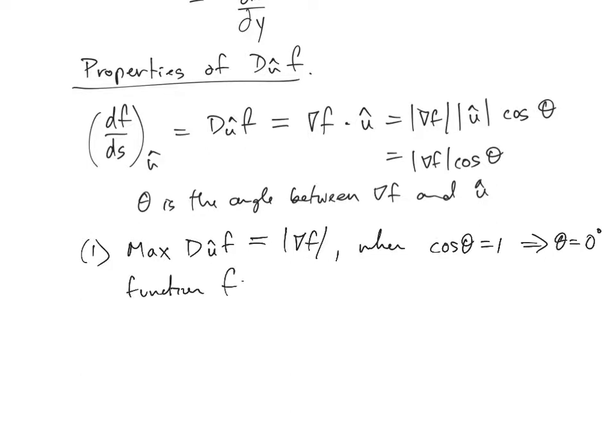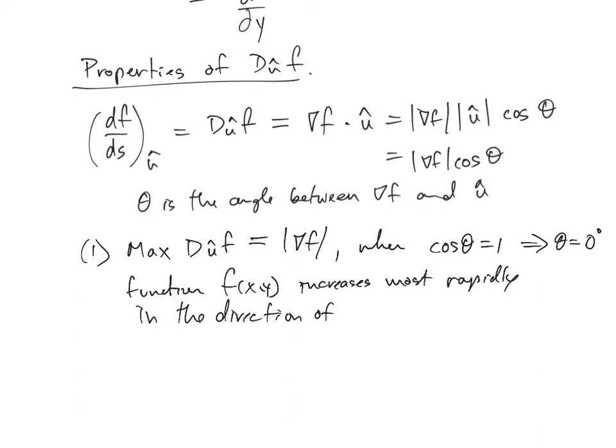So our function f of x, y increases most rapidly in the direction of our gradient vector. So if we take the directional derivative in the direction of our gradient vector, we get the maximum value for the derivative.